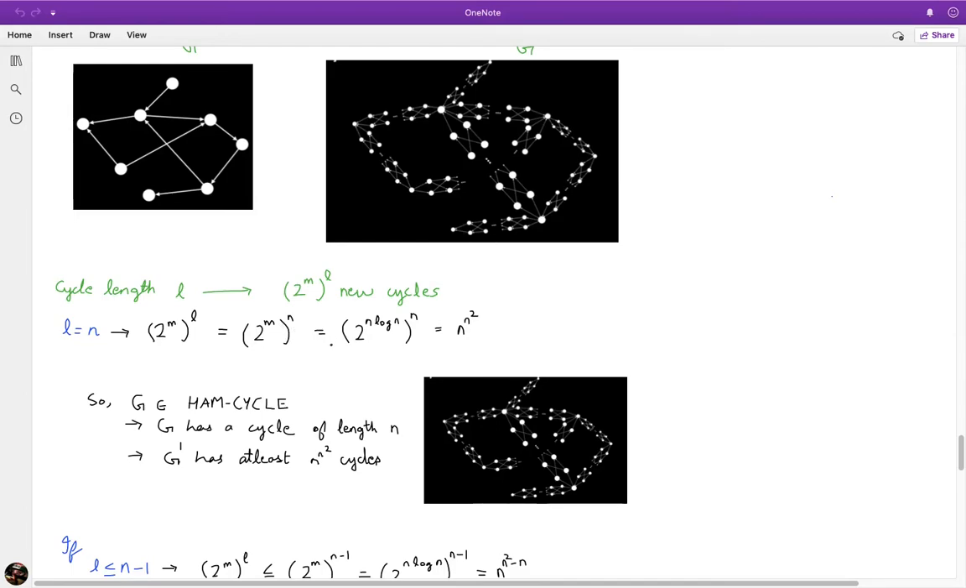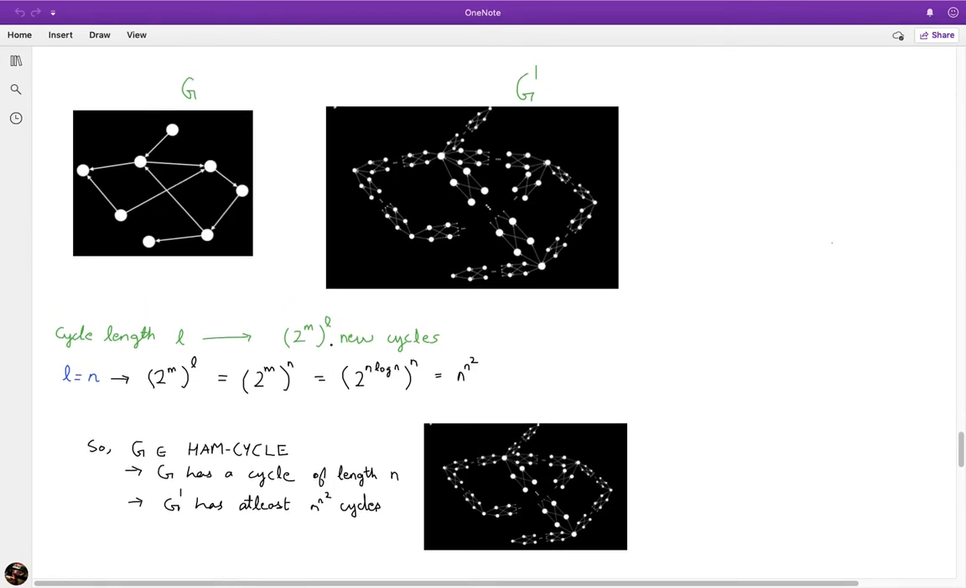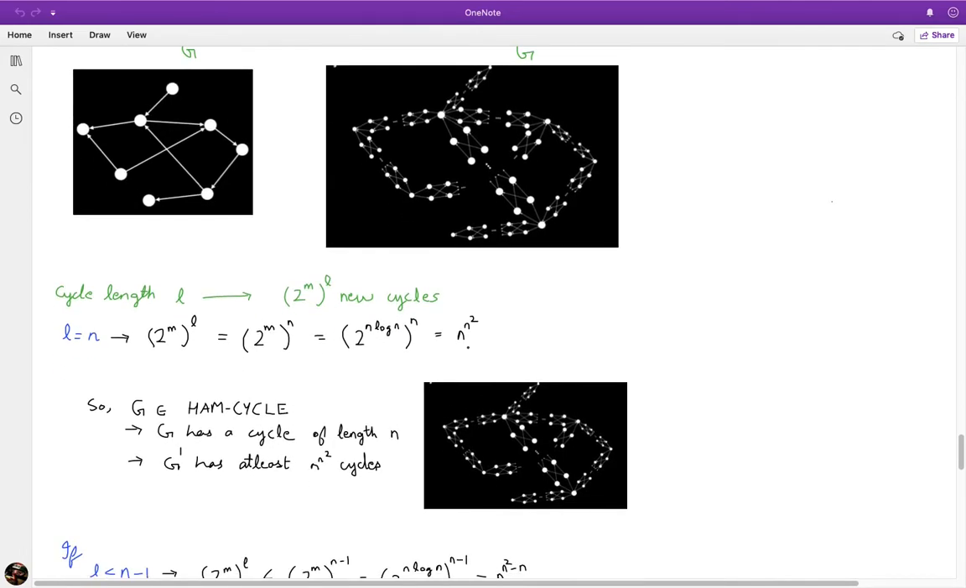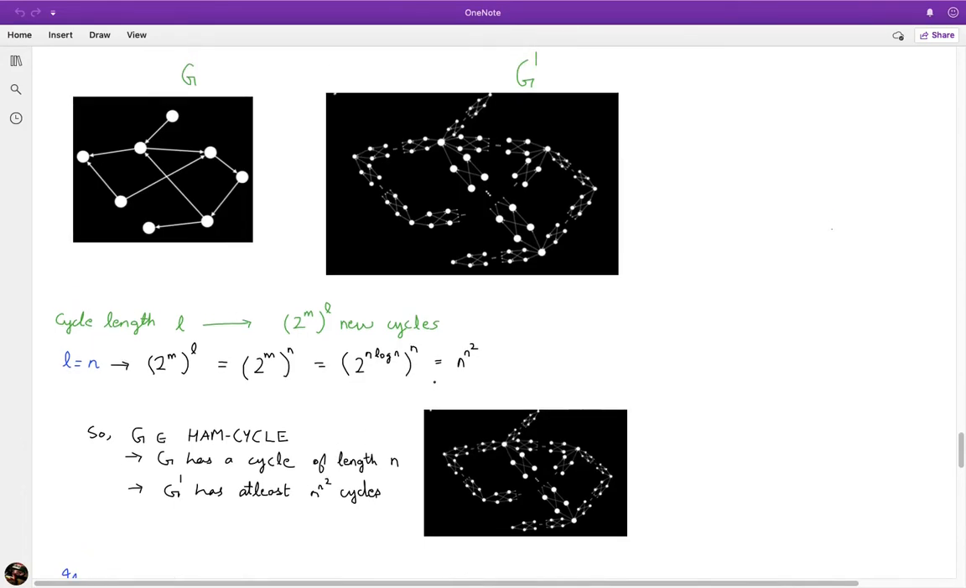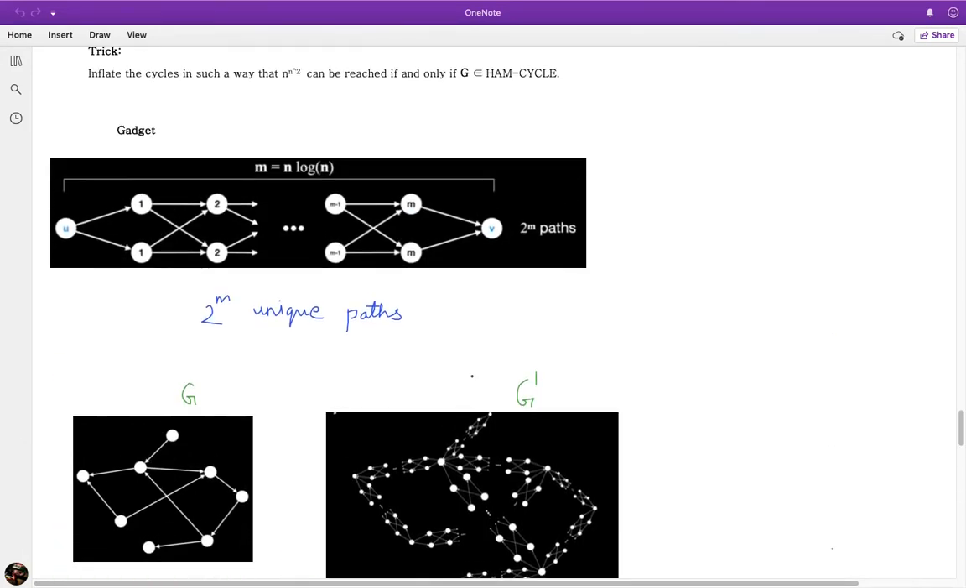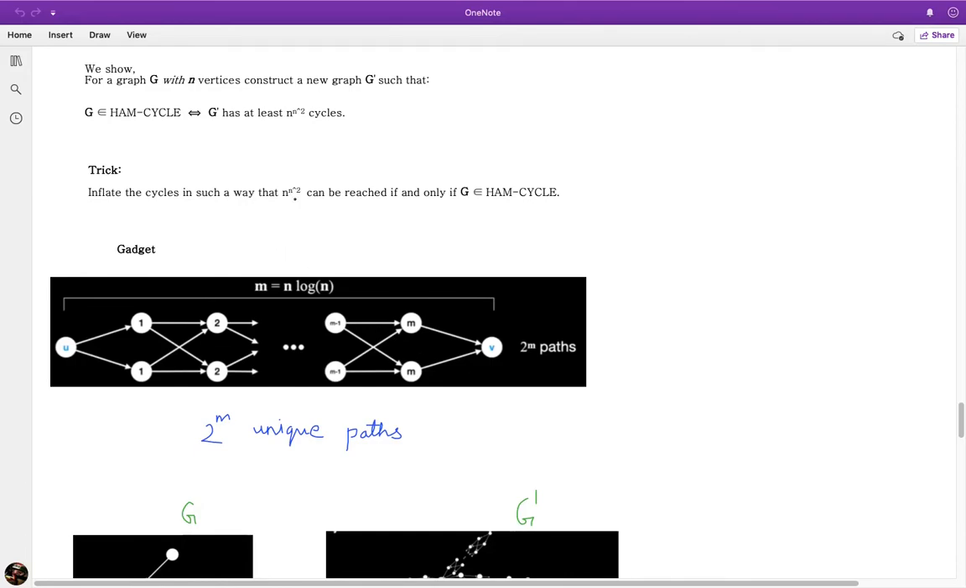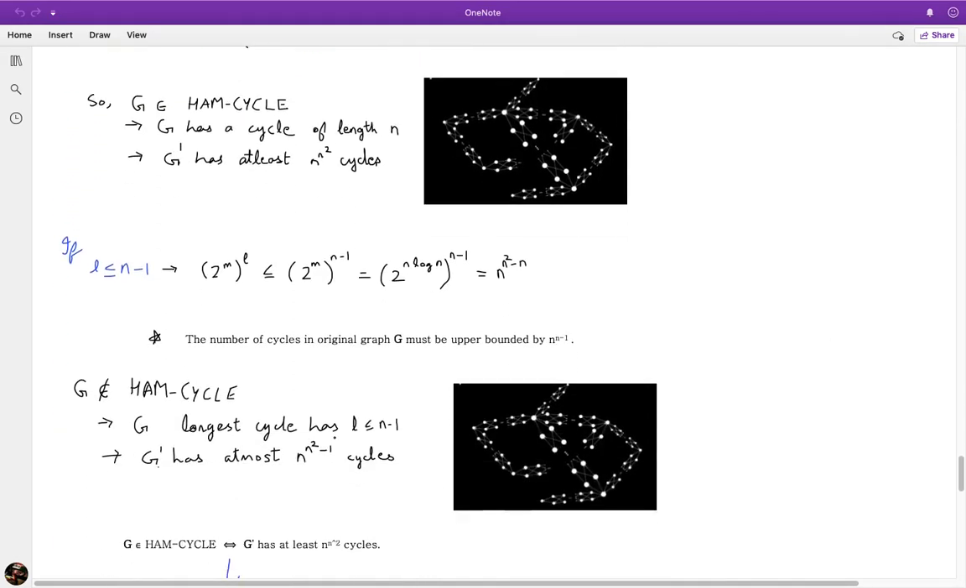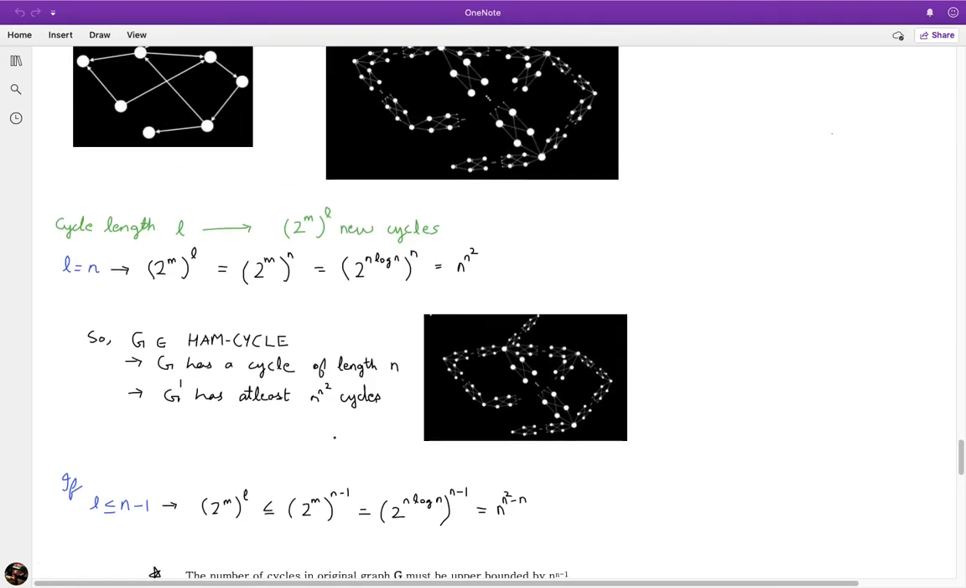And now, to get to the value of n power n square, we can substitute m as n log n. So we derive this value according to the number n power n square that we targeted to reach. That is how we get a number m in terms of n.